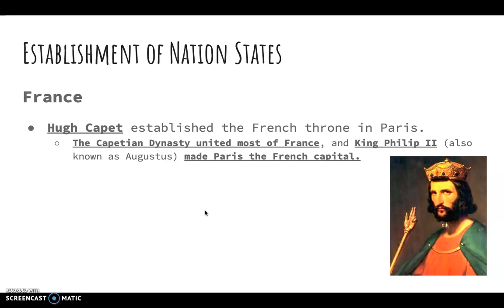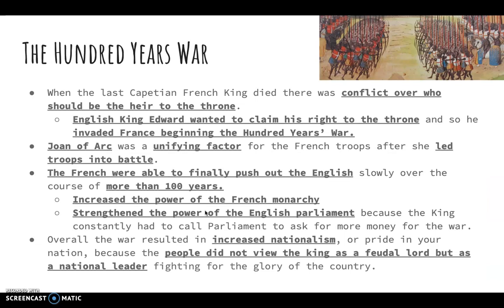And the Capetian dynasty, led by his family, united most of France, and eventually King Philip II, who was also known as Augustus, that's a nice little throwback to the Roman Emperor Augustus, made Paris the French capital. It's important to keep in mind here that talking about Augustus shows how Rome continued to have an influence on the Western Roman Empire, even though it had fallen at this point.